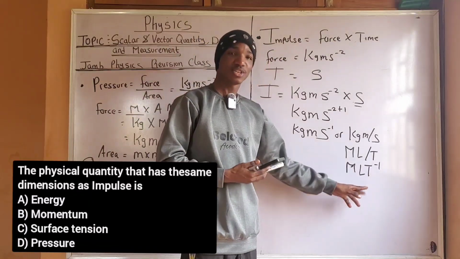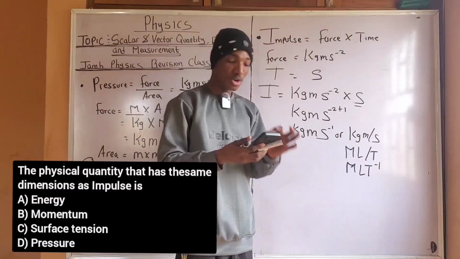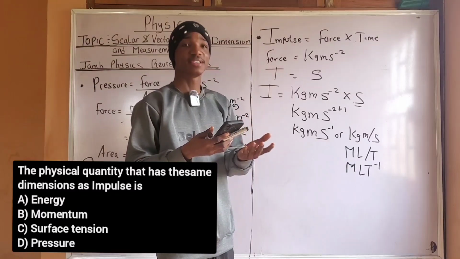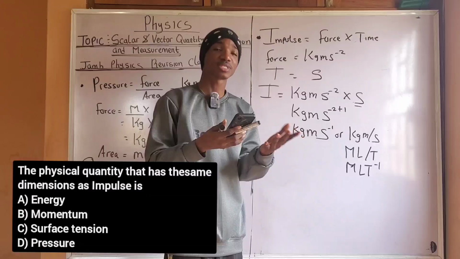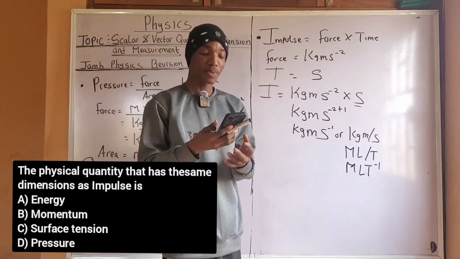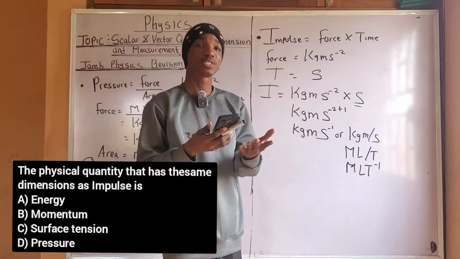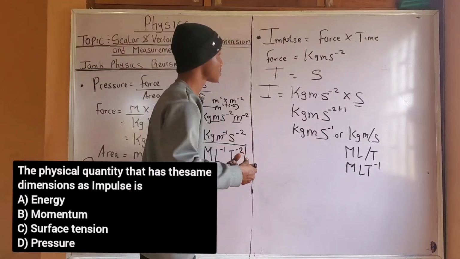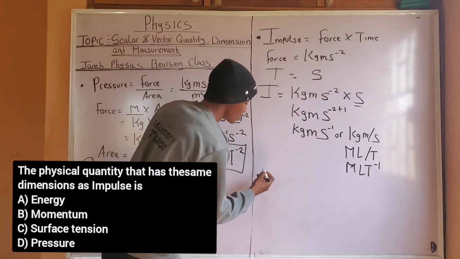Are you getting it? So now, having derived this, we are going to look at the options. For energy: energy is what? Force times distance, right? That cannot be the correct option, you know. Option B, which is momentum. Impulse is change in momentum. You understand? Impulse is equal to change in momentum.